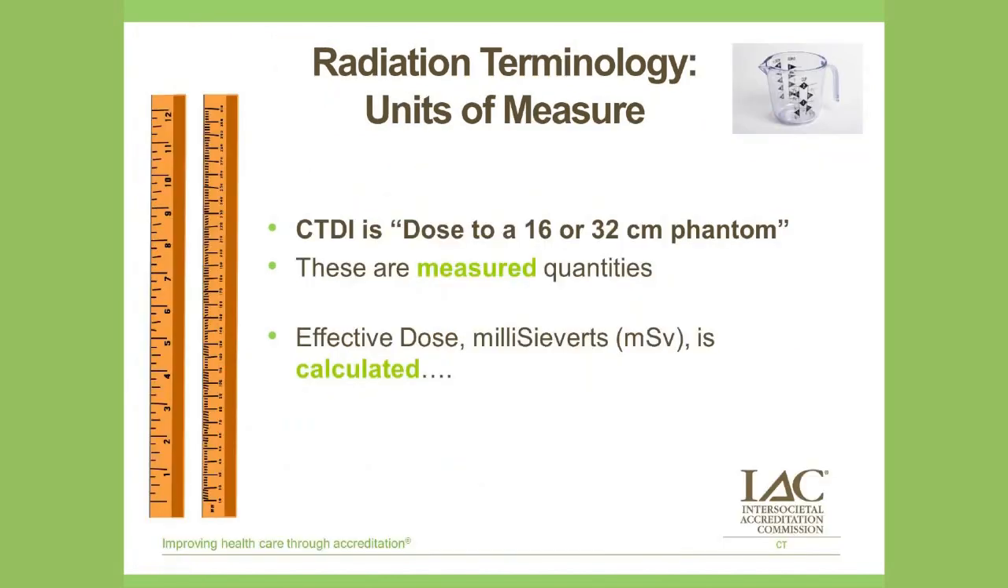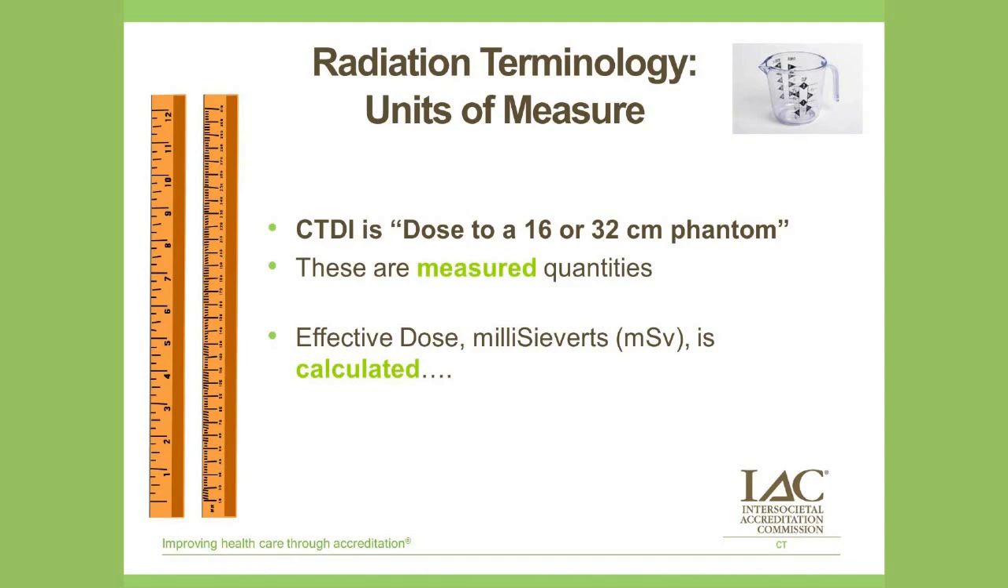For CTs, we'll also hear CTDI, which is Computed Tomography Dose Index, and many of your machines will read out dose in CTDI. Remember that it is not the dose to that patient specifically, it is an index, and the index is based on dose to a 16 or 32 centimeter phantom, but it is not exactly the dose that patient gets. It is a way of comparing the dose that different patients get and the magnitude of dose, but it's not exactly the dose those patients get.